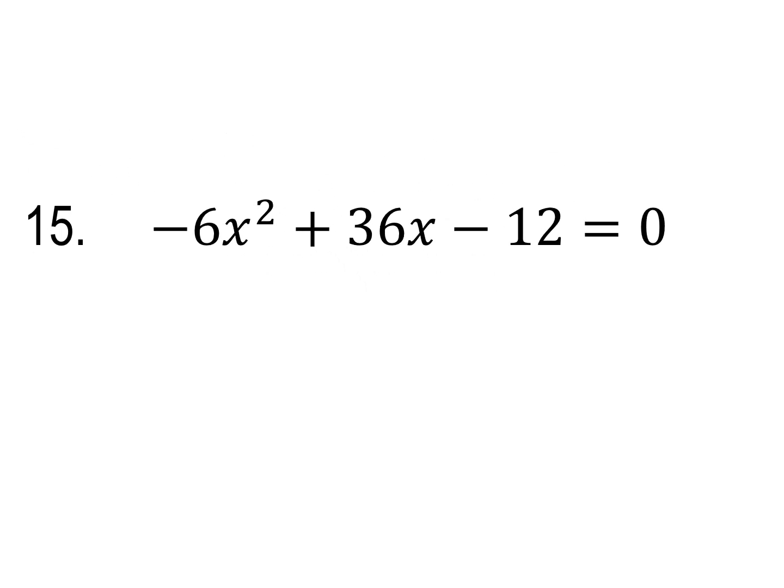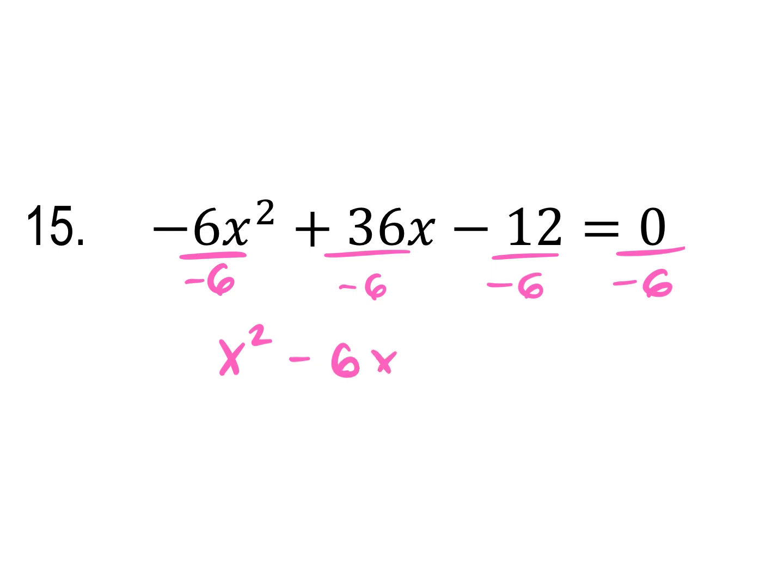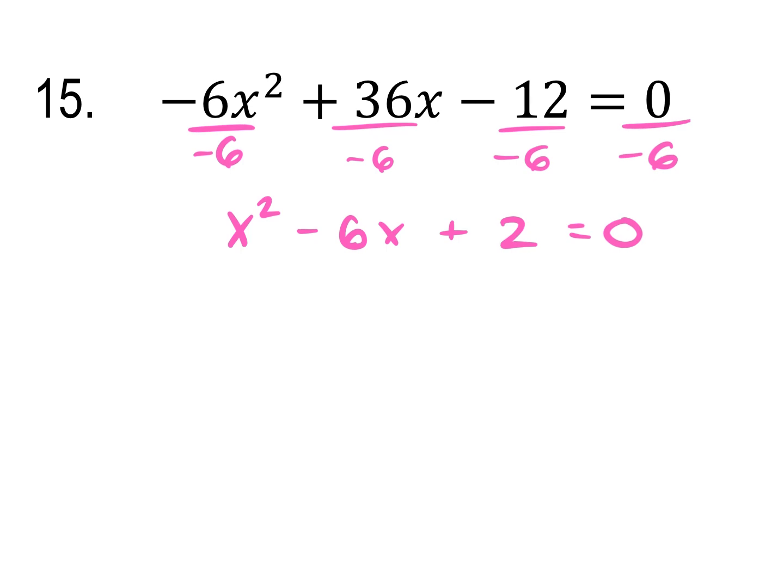What should I do first? What's my GCF? We can say negative 6, that works. So I have x squared minus 6x plus 2 equals 0. When you take out a GCF, if your GCF is just a number, it goes away. What would I do next? Quadratic formula. What's our a? What's b? And c? So let's plug it in.